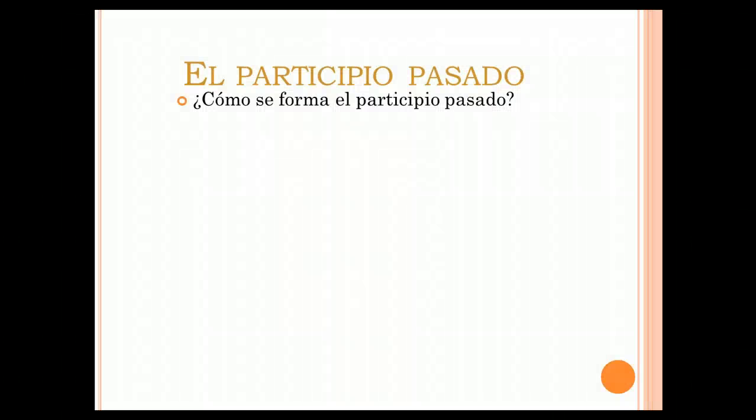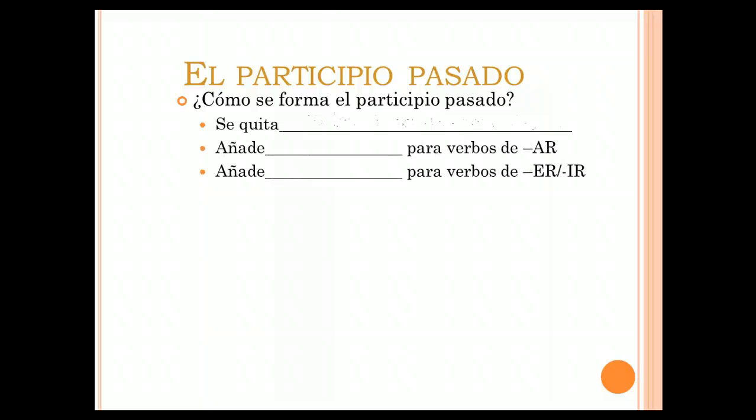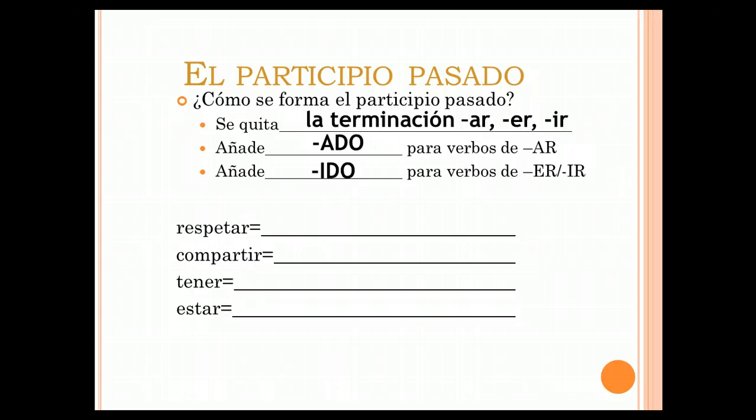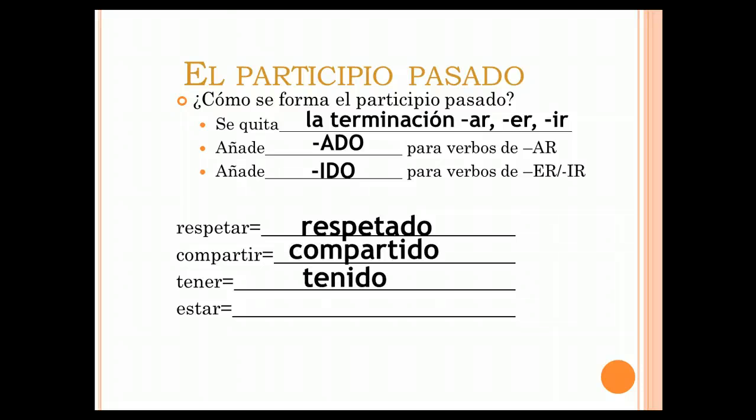In order to form the past participle, all you have to do is take off the ending, the AR, ER, or IR ending, add ado for AR verbs, and ido for ER or IR verbs. So respetar will become respetado, compartir will become compartido, tener, tenido, estar, estado. These are going to be the same no matter if it's the yo form, tú form, él form. These will never change for the verb.